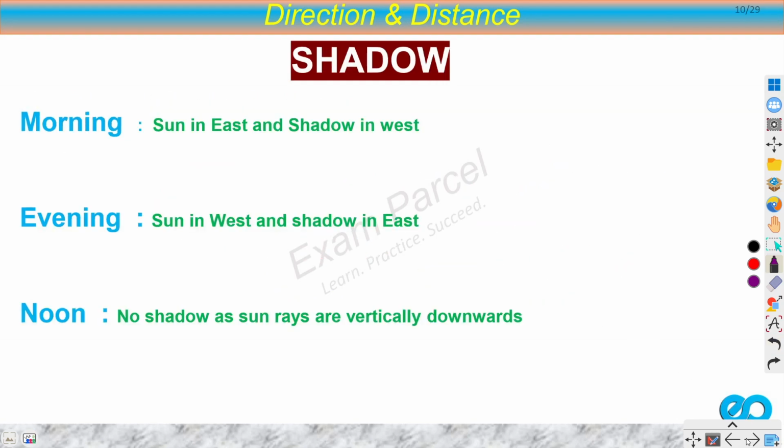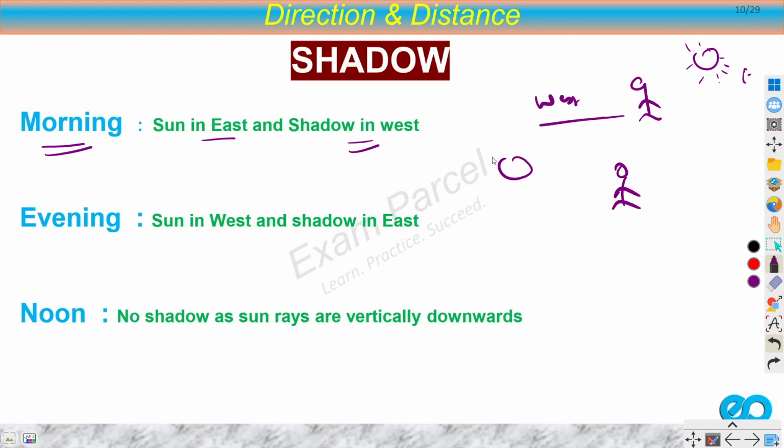Okay, now there is a concept of shadow. In the morning, the sun will be in the east and the shadow will be in the west, right? If a person is here and the sun is here, so this is east, obviously the shadow will be here. So this is west. In the evening, it is just the opposite. The person is here, the sun is on this side, so obviously the shadow will be in the east, right?